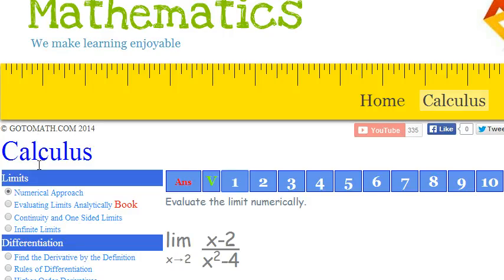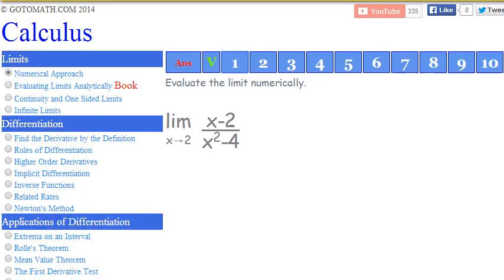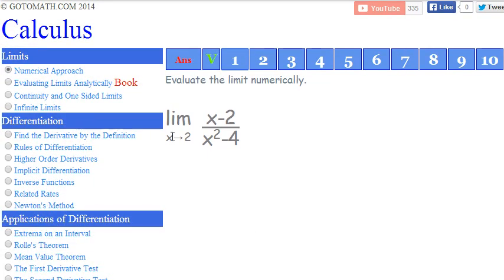All right, we're going to math, talking about calculus, and we're solving limits numerically. Let's scroll down. So we're looking at the limit as x approaches 2 of x minus 2 over x squared minus 4.